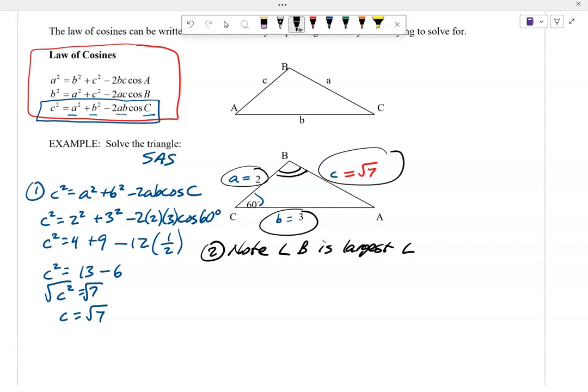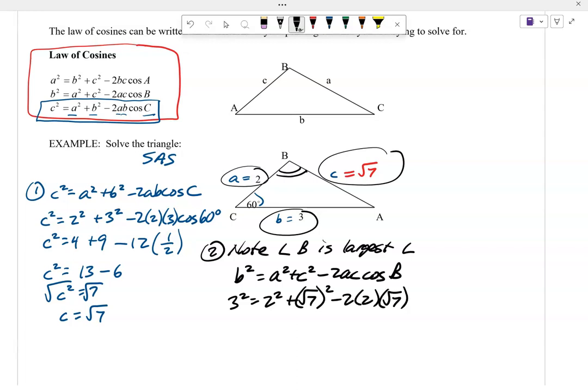And so let's go ahead and find angle B. So I'm going to use the second one: b squared equals a squared plus c squared minus 2ac cosine of B. And this will tell us if angle B is acute or obtuse. Right? So we got 3 squared equals 2 squared plus root 7 squared minus 2 times 2 times root 7 cosine of B. So we got 9 equals 4 plus 7 minus 4 root 7 cosine B. 9 equals 11 minus 4 root 7 cosine B.